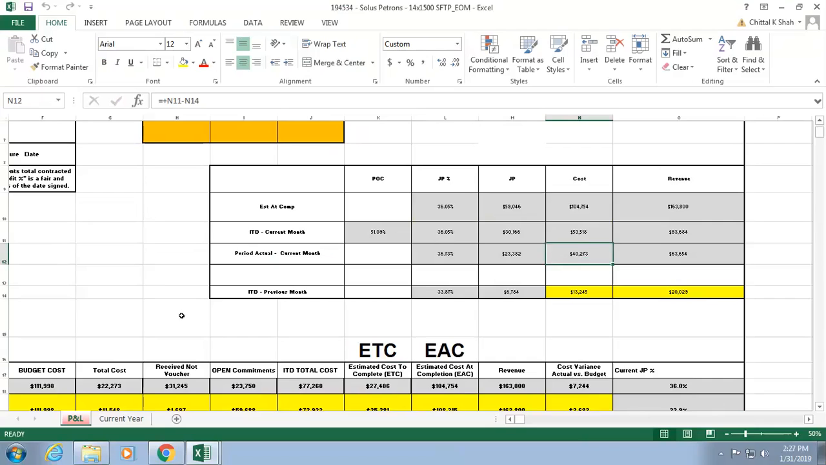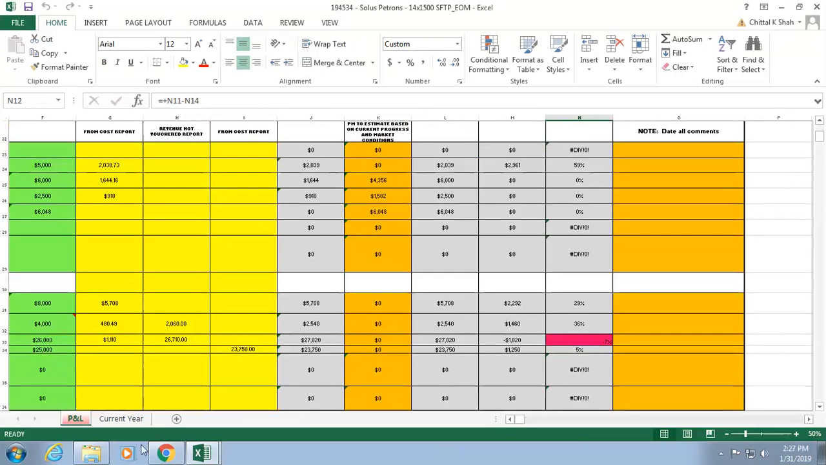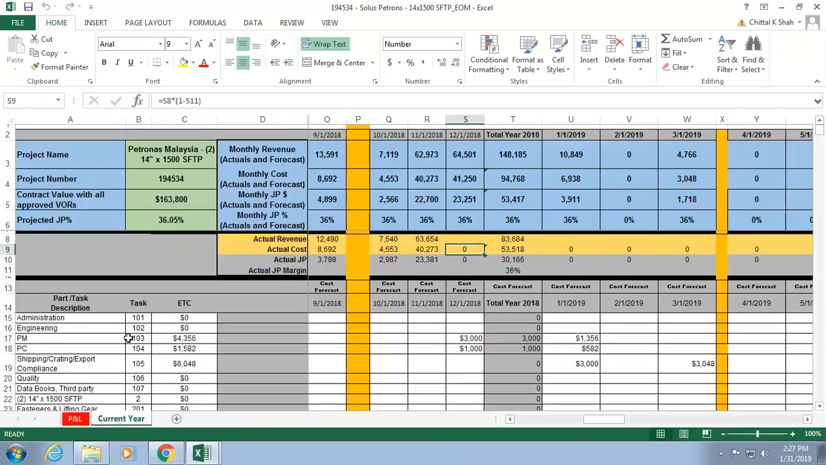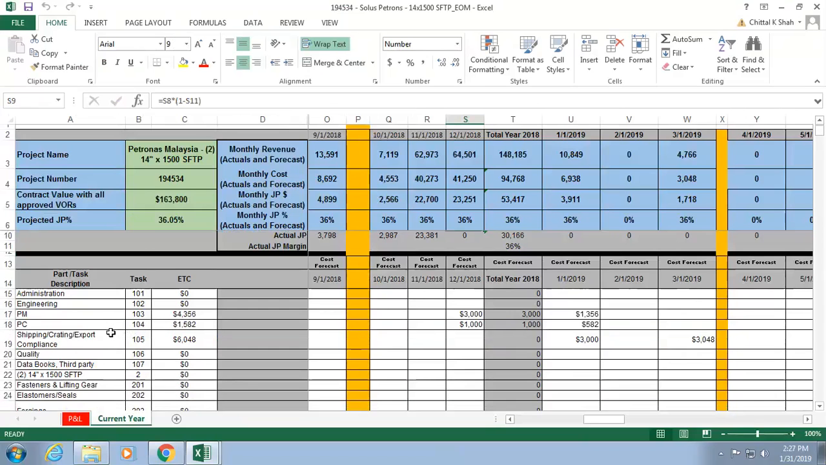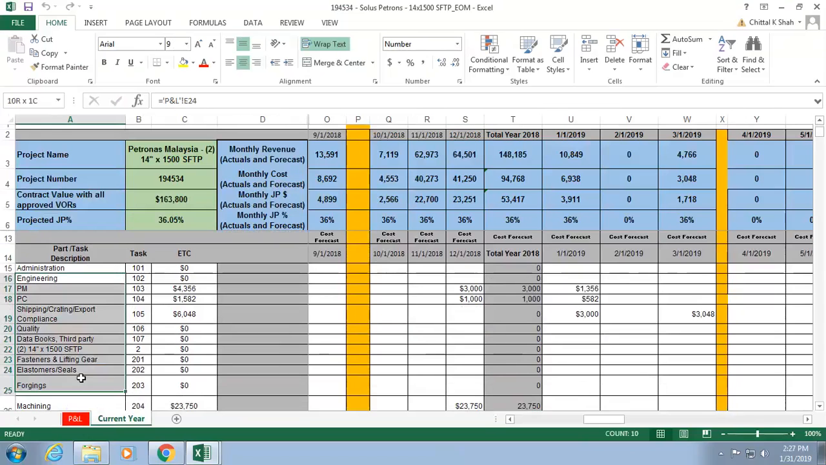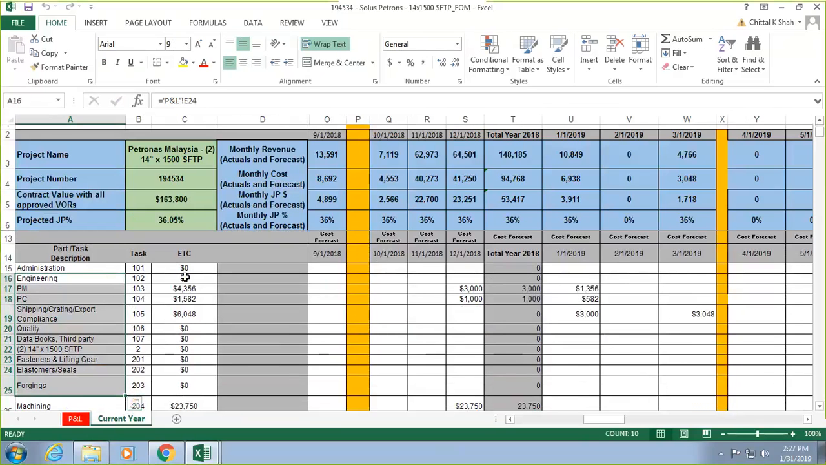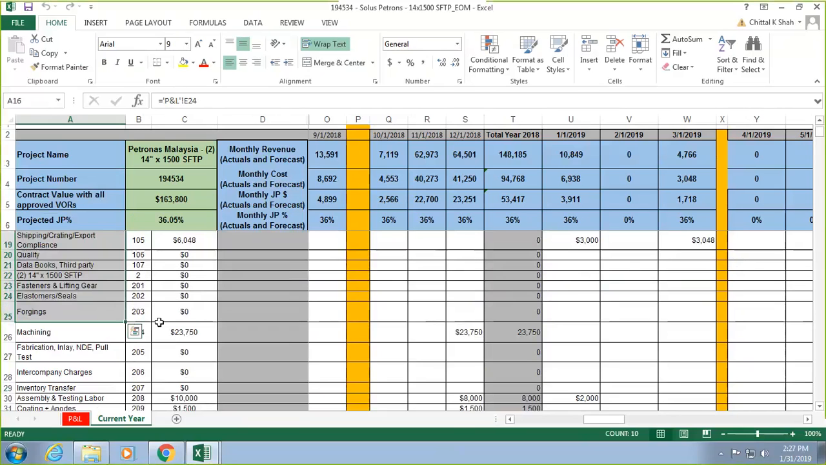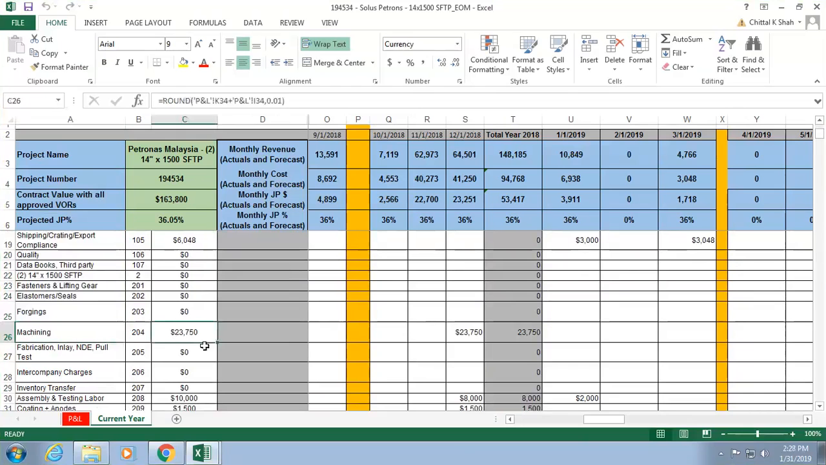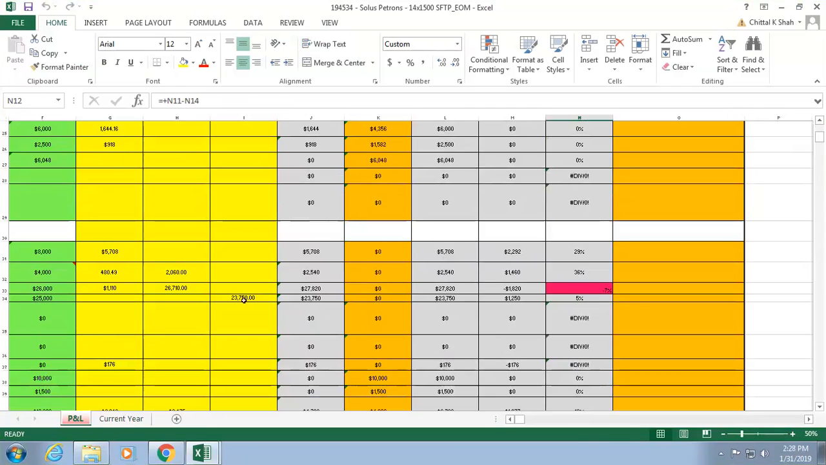So there's another sheet to this. What that sheet does, it keeps all your tasks from the front sheet. It takes all your different tasks, and it puts the ETC, the dollar amount you're saying I'm going to need to finish that task, the estimate to complete. It's not your EAC, it's just the ETC, right? The leftover dollar amount. So let's check one, right? Machining, we had 23,750. That's the amount on an open PO.